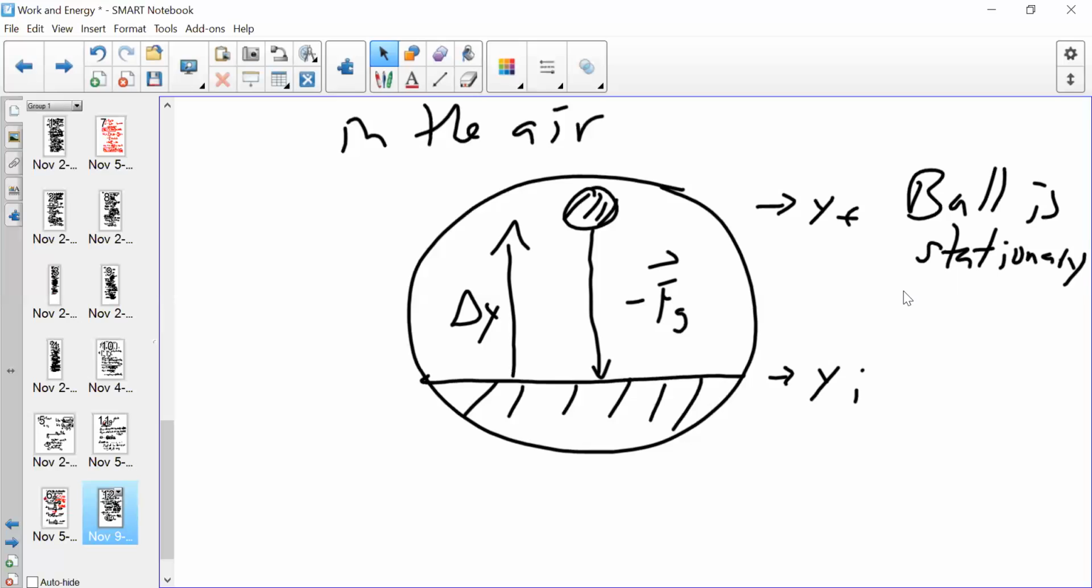So it's stationary, but the force is still there. We have negative Fg pointing down. It's always pointing down towards the center of the Earth, the center of the curvature of space-time. And delta y is positive. You raise the ball up in the air.